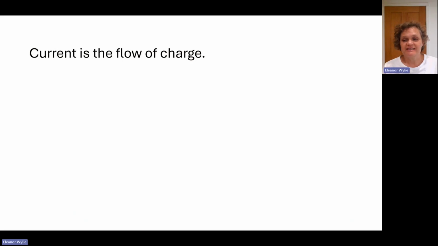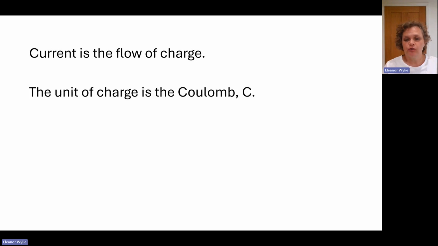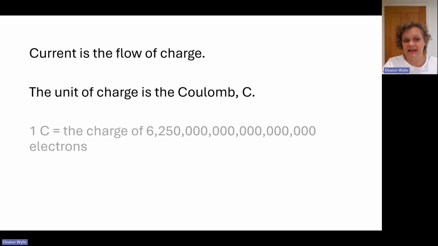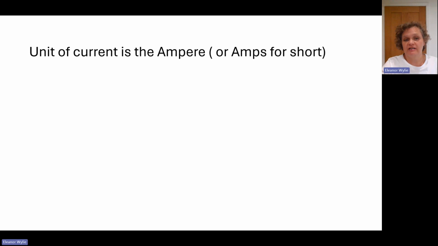Because each electron is so tiny and stores such a small amount of charge, we need a macroscopic unit to measure that charge in. That unit is the coulomb. 1 coulomb is equal to the charge on 6 times 10 to the 18 electrons. The unit of current is the ampere, or amp for short.